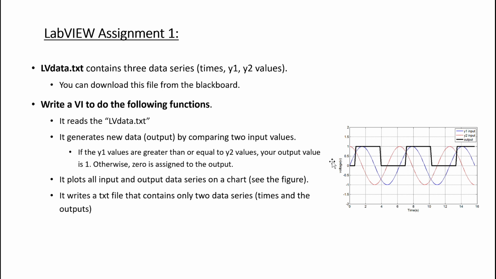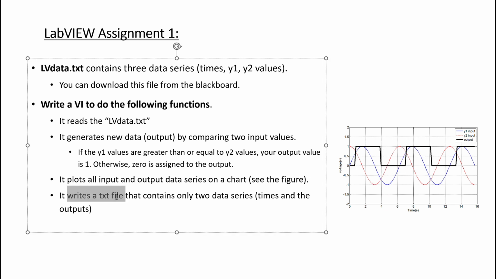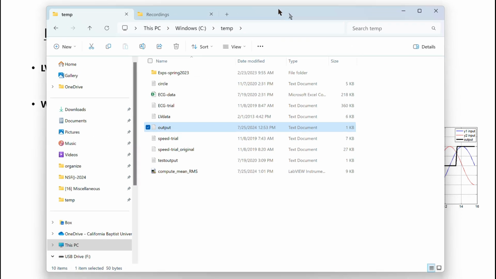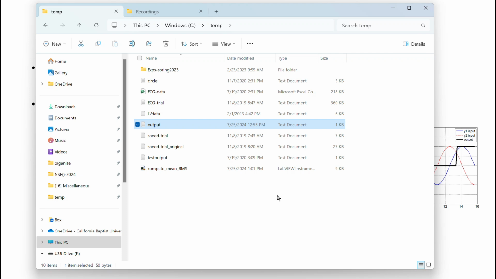After that, we plot everything together: Y1, Y2, and our desired output. And finally, it writes a TXT file that contains only two data sets, time and the outputs. So that's assignment 1. You can download it and save it under your local folder. In my case, I saved it under temp, under C, LV data here. Okay.